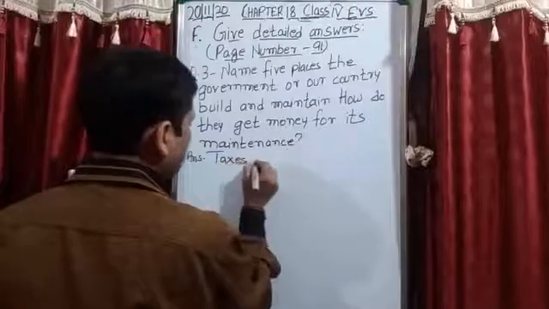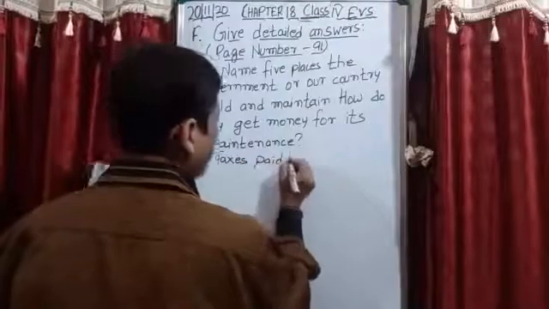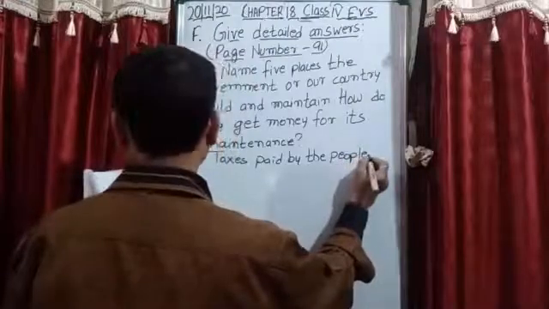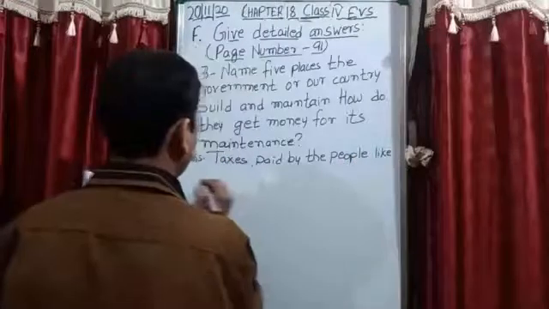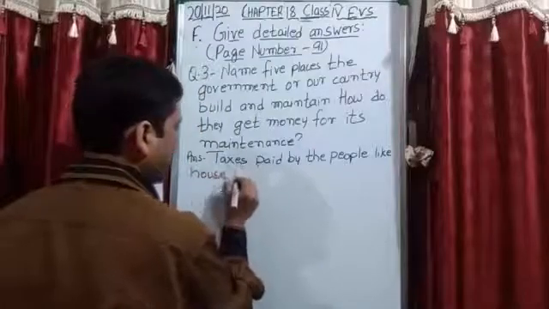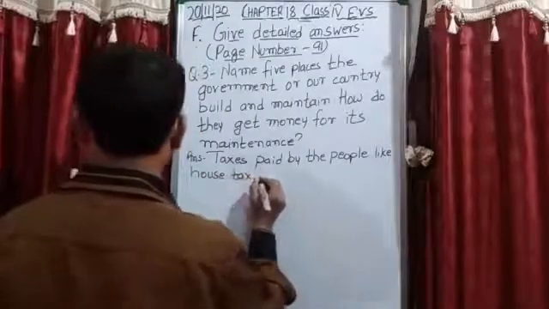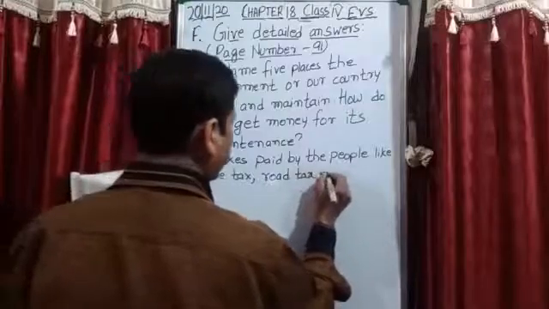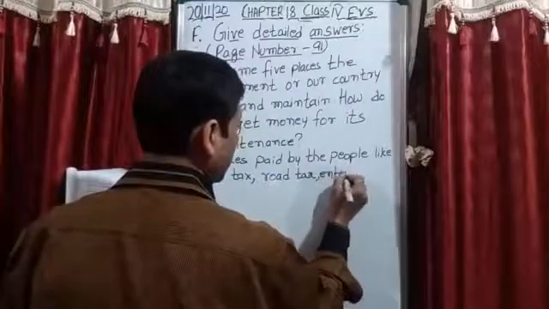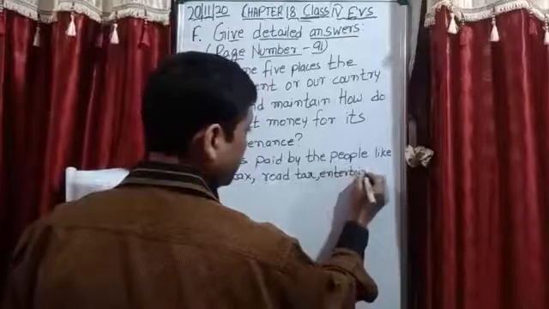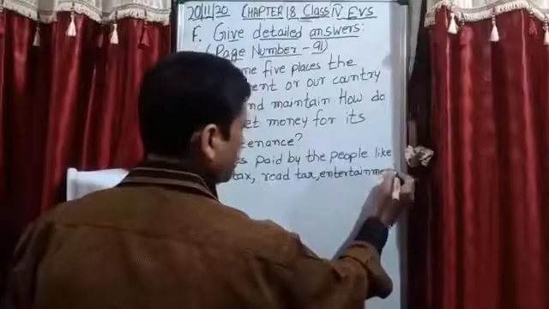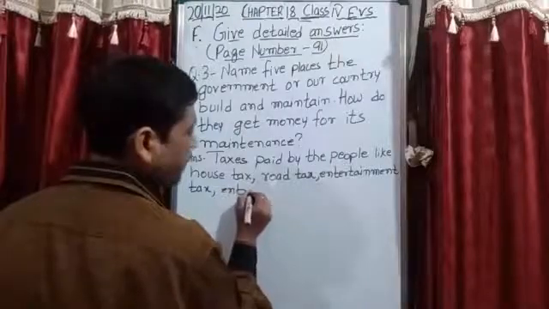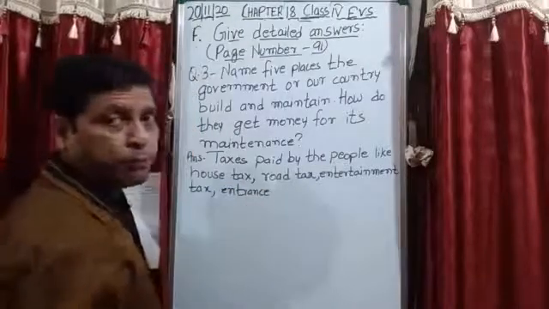Taxes paid by the people, like house tax, road tax, entertainment tax, entrance ticket, which we take when we visit the park or the zoo.